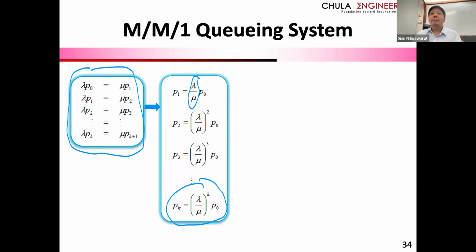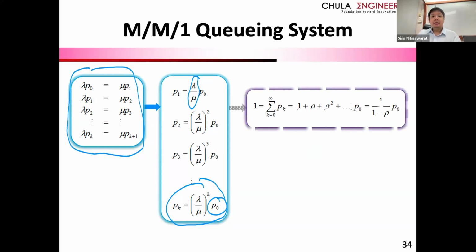So now to solve for all the p's, now that I describe all the p's in terms of p0, I only need to solve for p0, right? How do I know p0? Remember, these are probabilities, right? So what happened to probabilities? They must sum to one, right? So if I sum them up, okay, they must sum to one.